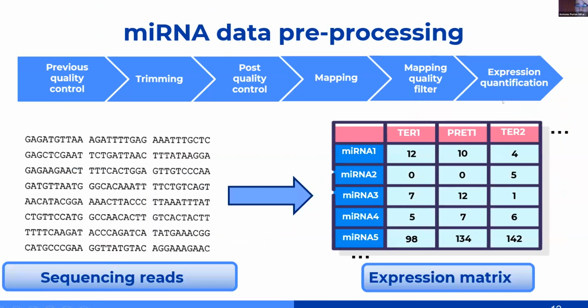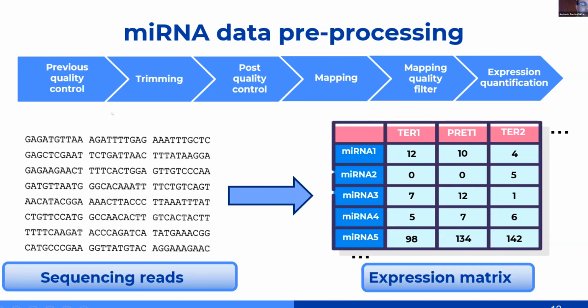Let's start with the transcriptomic analysis. First of all, we received the sequencing reads, which are a lot of nucleotide reads of more or less 20 nucleotides, because that's the length of microRNAs. And the objective of this step, the preprocessing step, is to obtain an expression matrix in which we have the counts of every single microRNA in every patient.